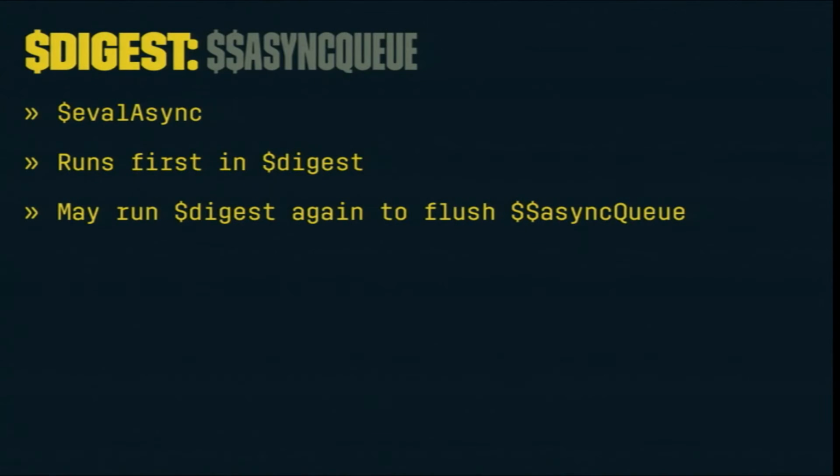Cool. So there's the async queue, which actually runs first in the digest cycle. All these async things get flushed out to begin with. We'll then carry on with the digest cycle. If something in that digest calls an async function, we'll go back to the beginning and flush that out.